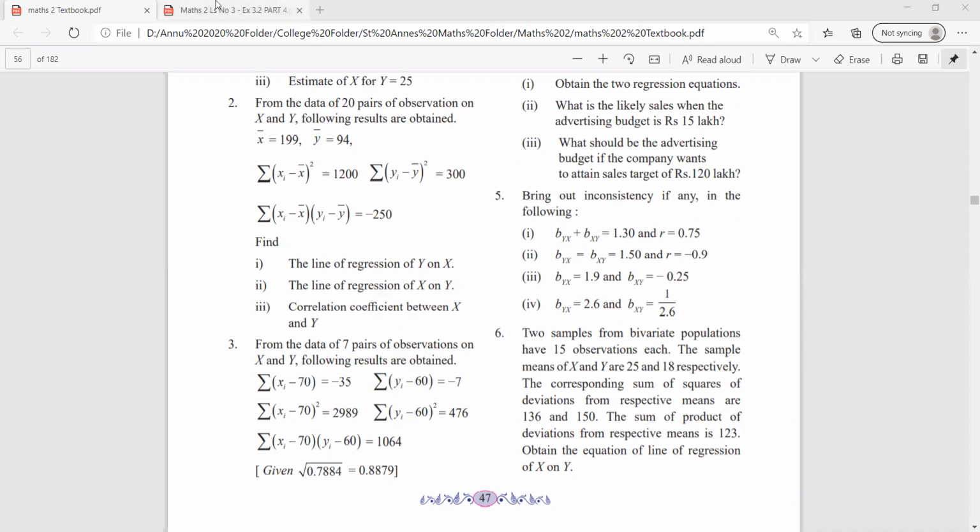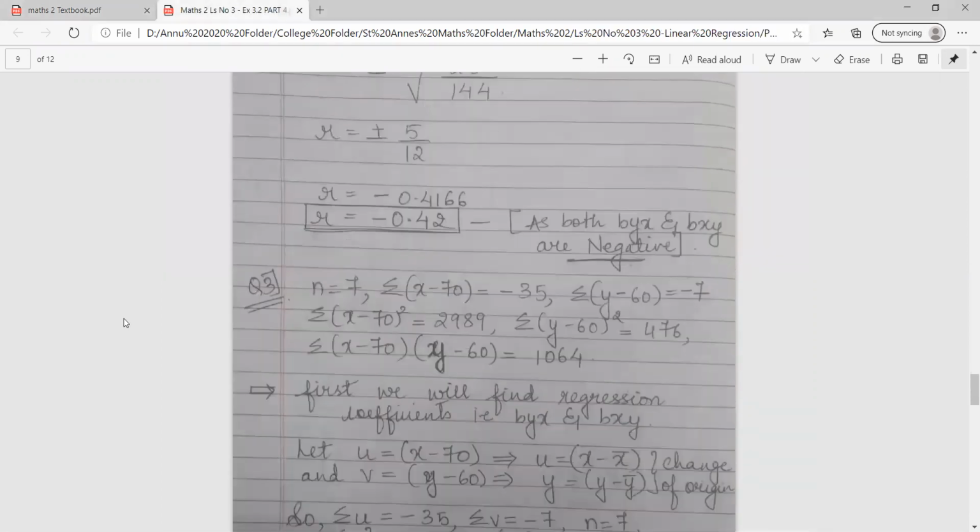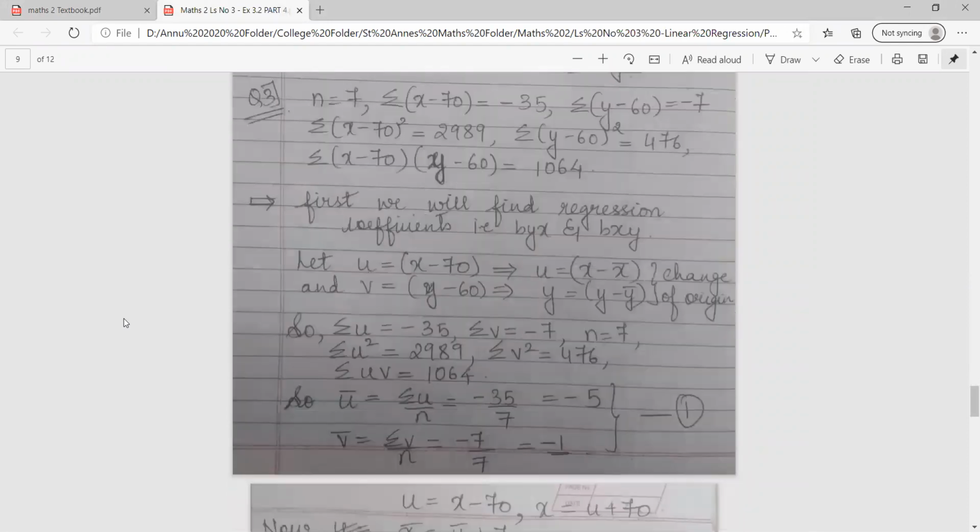So remember, यहाँ पे we have to calculate it by change of origin. तो ध्यान देना. So first we'll find out regression coefficients, that is byx and bxy, because again they have told us to find out regression lines or regression equation. So as I explained it to you class, let u be equal to x minus 70 and v be equal to y minus 60. Because what was change of origin का formula? u is equal to x minus x bar and v is equal to y minus y bar. So I have written the other names and changed the entire sum like this.